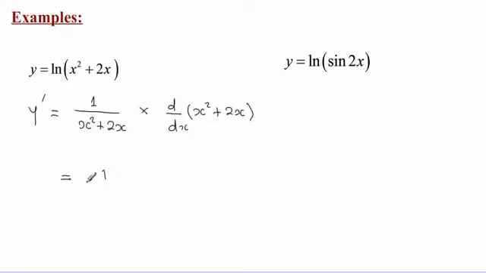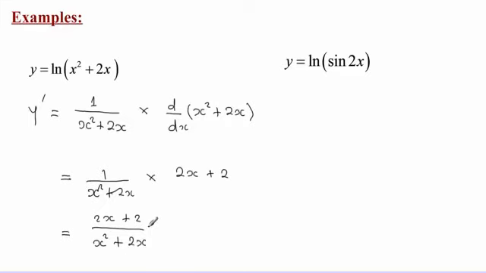Here is going to be 1 over x squared plus 2x multiplied by the derivative, which is 2x plus 2, which is going to be equal to 2x plus 2 over x squared plus 2x. One thing very interesting, which is going to be important later, is to note that the derivative of a logarithmic function is always a rational expression. That is very important. Let's come now to the second example.